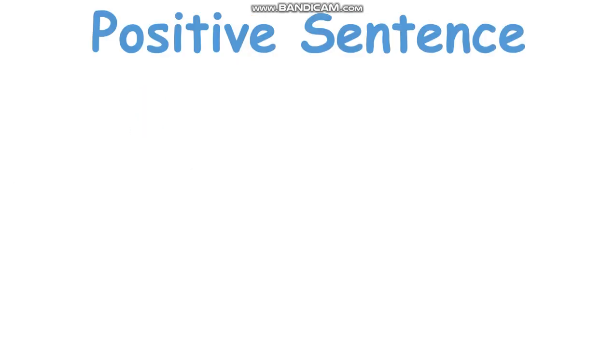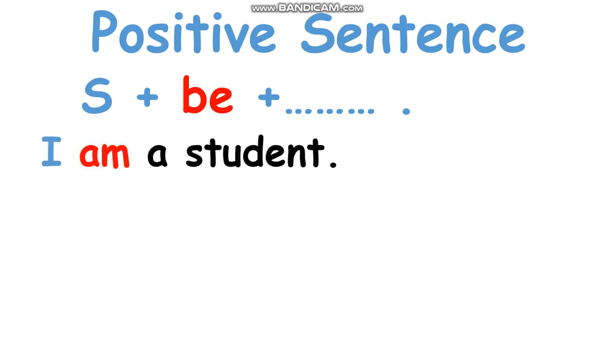Now we are going to talk about positive sentences. If you talk about positive sentences, we talk about subject plus verb to be plus something more. For example, I am a student. The verb to be is am, the subject is I. So why do we use am here? Because of the subject I, right?